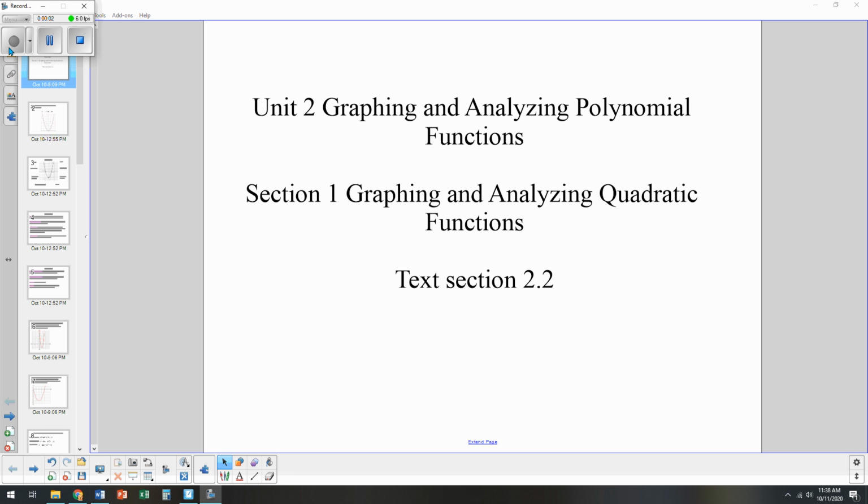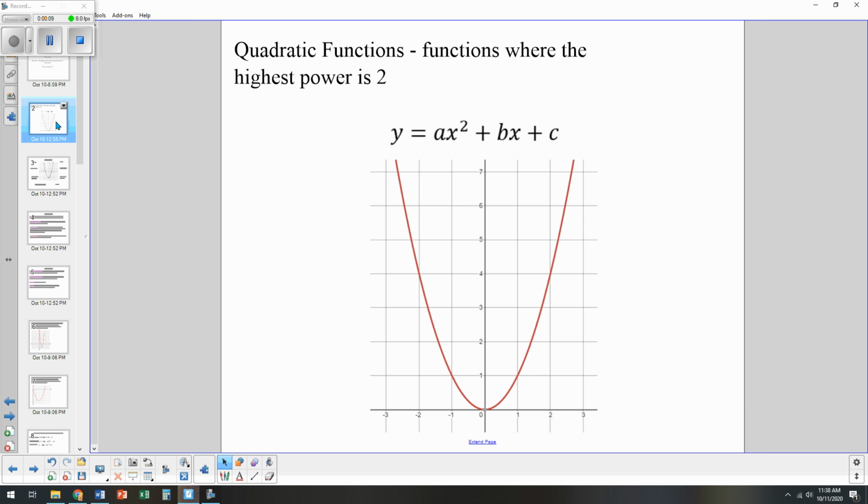This is Unit 2, Section 1. We are going to be talking about quadratic functions, and this is textbook section 2.2. So a quadratic function is a function where the highest power is 2. And here we see a quadratic function in standard form, y equals ax squared plus bx plus c. And the quadratic function is represented by a parabola on the coordinate plane.